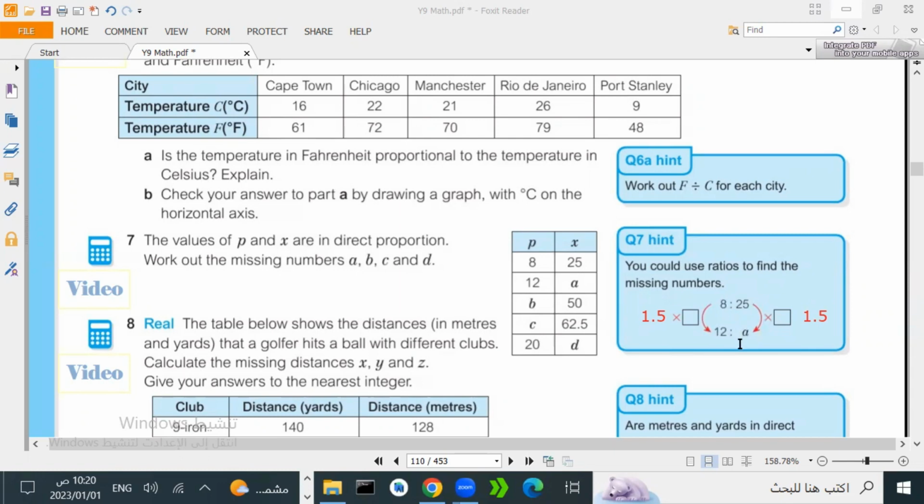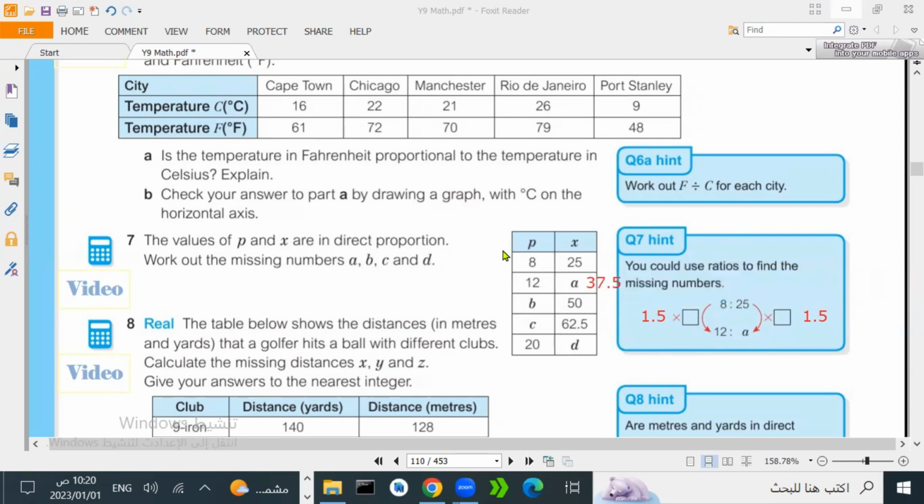Now, to find a, we're going to multiply 25 by 1.5. So 25 times 1.5, and the answer is 37.5. So this one is 37.5. This is the first one, which is A. I'll write it here, 37.5.